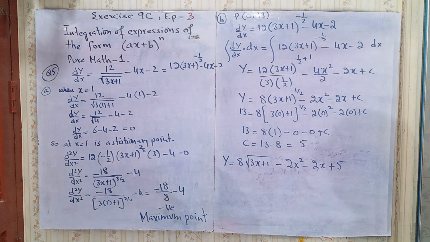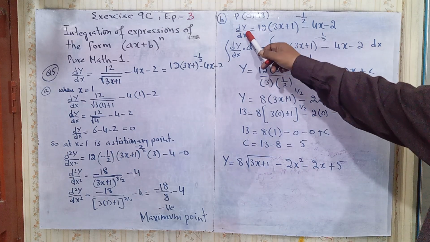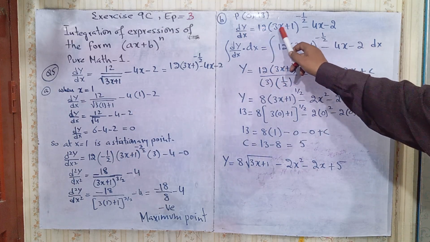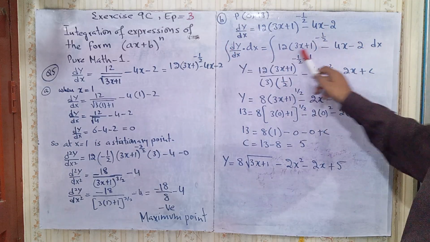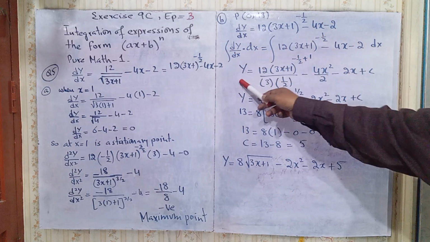Now, in part B, they ask us to find the equation of the curve when the curve passes through a point, which I named P, (0, 13). So we have to find the equation of the curve. The first derivative is given, and I will integrate both sides. So integrate dy by dx, which is 12 into (3x plus 1) raised to the power minus 1 by 2, minus 4x, minus 2. Integrating both sides, this side becomes y.